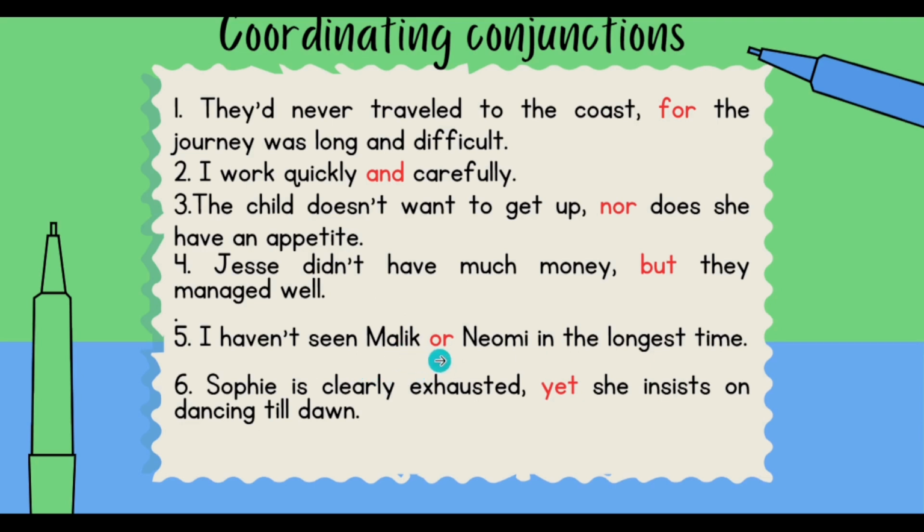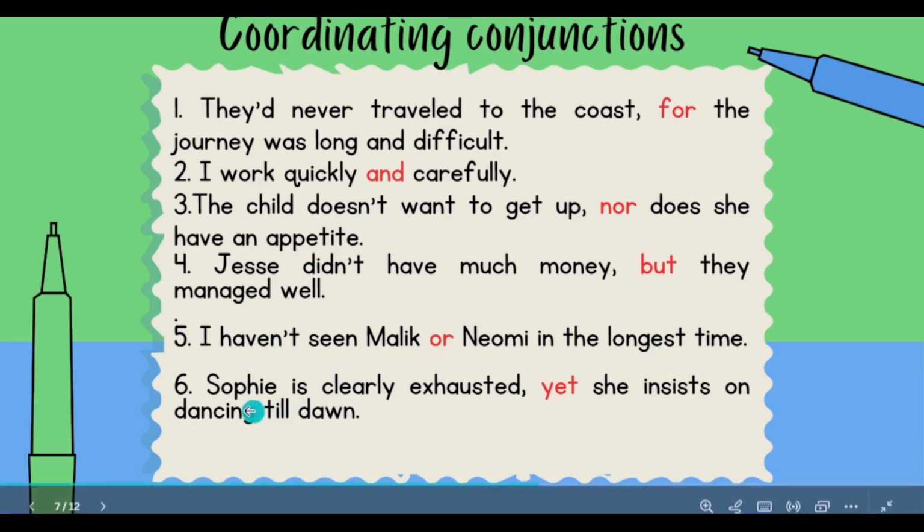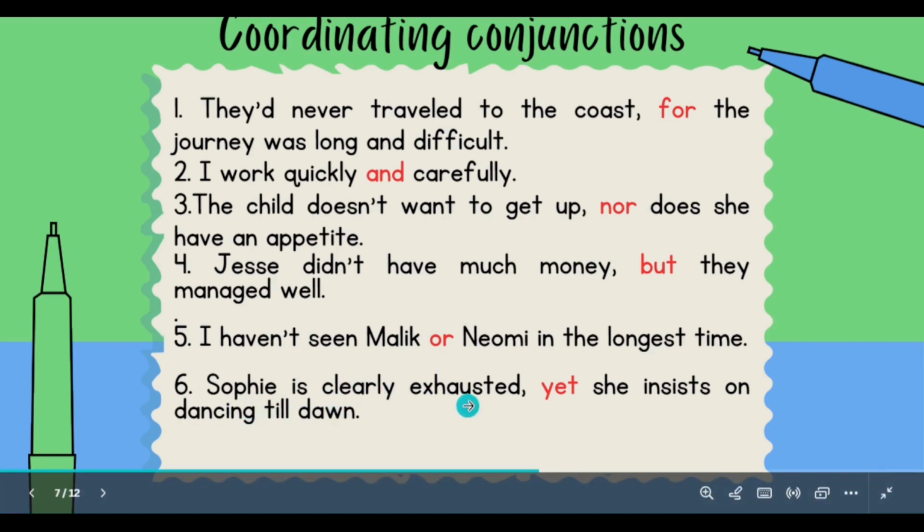I haven't seen Malik or Naomi in the longest time. Or is a coordinating conjunction. Sophie is clearly exhausted, yet she insists on dancing till dawn. Yet is a coordinating conjunction. Just before the coordinating conjunction, there is a comma because it begins with an independent clause, that is, Sophie is clearly exhausted.